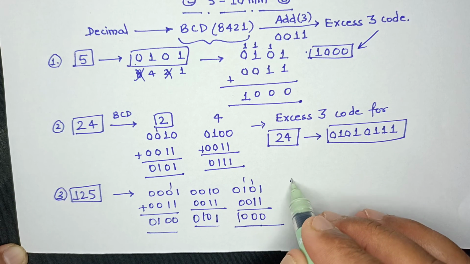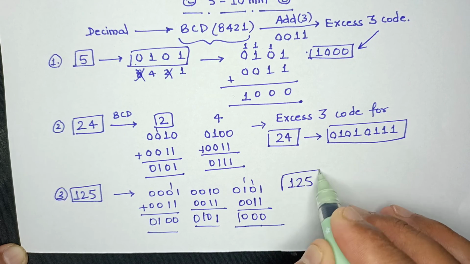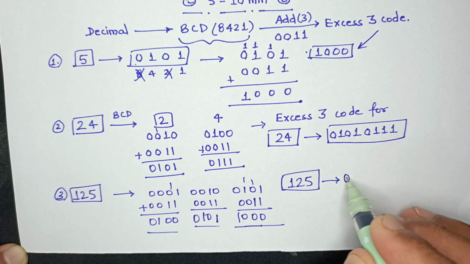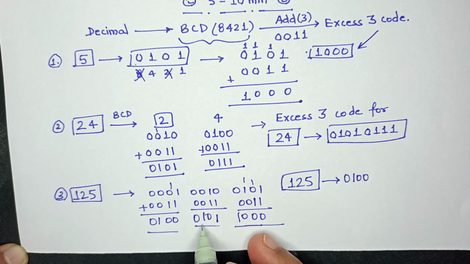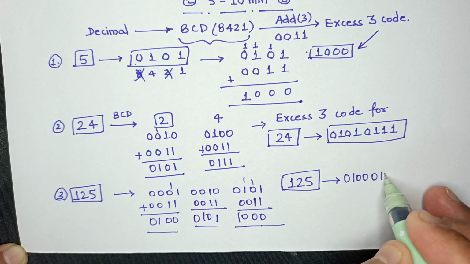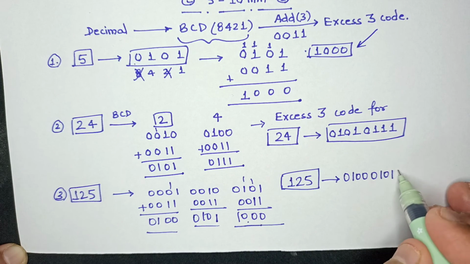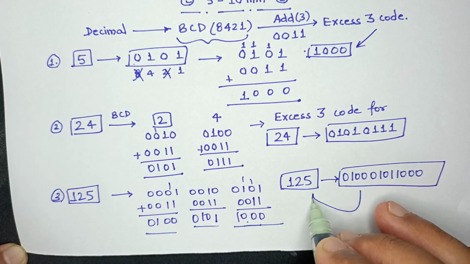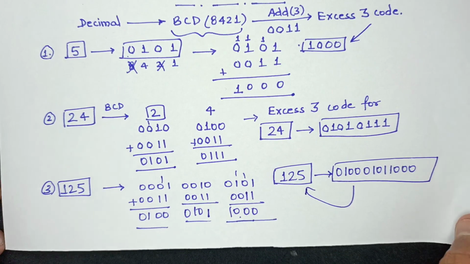That means if we have the number 125 in its decimal form, its XS3 code would be 0100, followed by the second group, which is 0101, followed by the third group, which is 1000. So this is the XS3 code of the number 125.